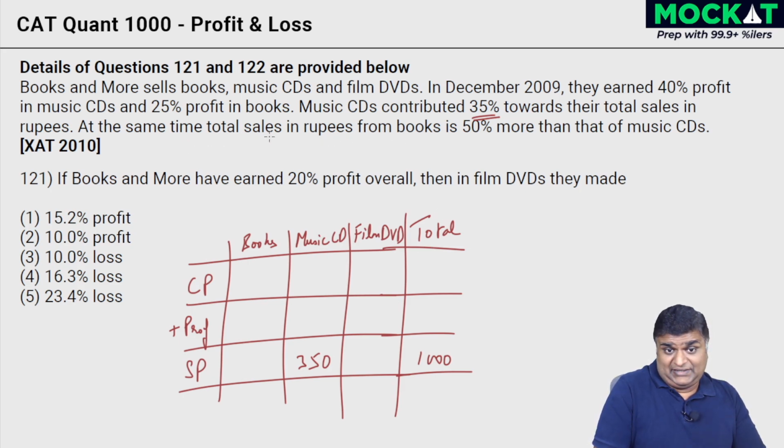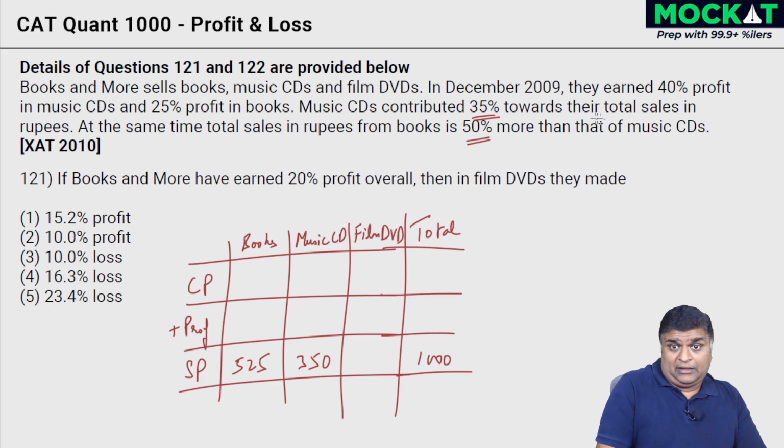Now the total sales, or selling price, from books is how much? It's 50% more than that of music CDs. 50% is nothing but half. Half of 350 extra. Half of 350 is 175. You add the 175, you get 525. I'm not writing the steps down, and you should ideally avoid that too. 50% more, this half more, half of this is 175, add that, you get 525.